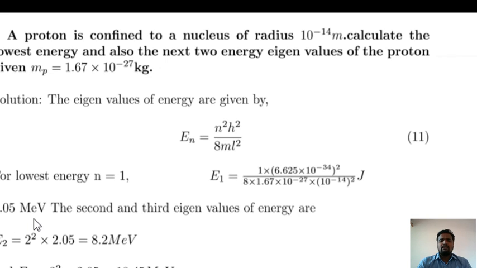The second energy level, the next higher energy level, is the second energy eigenvalue. So E2 is equal to 2 square into the first energy E1. So 2 square into E1, that is 2.05, we will get 8.2 mega electron volt. And E3 is equal to 3 square into E1. E1 is equal to 2.05. So if you multiply 3 square into 2.05, you will get 18.45 mega electron volt.